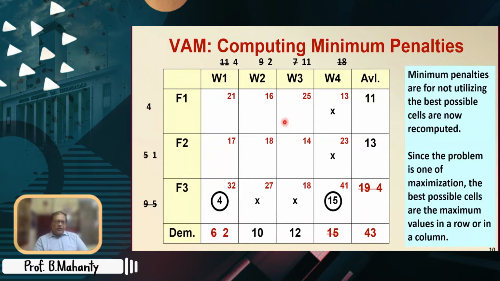So we can enter some value in 25. What should that value be? The row wise availability is 11, and the column wise demand is 12. So 11 is lowest, so 11 here. All right, so that is very clear now.